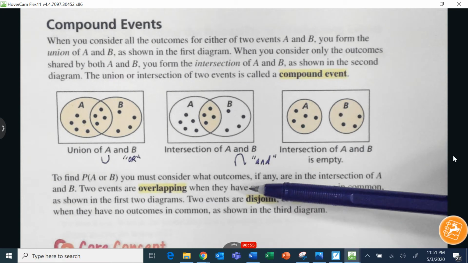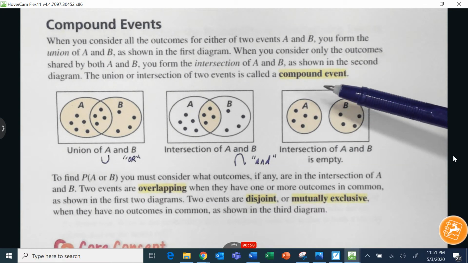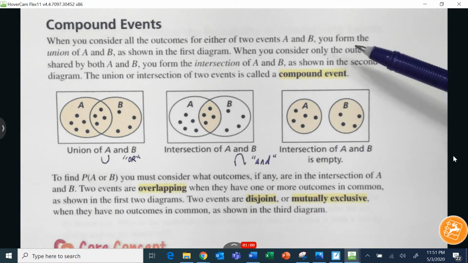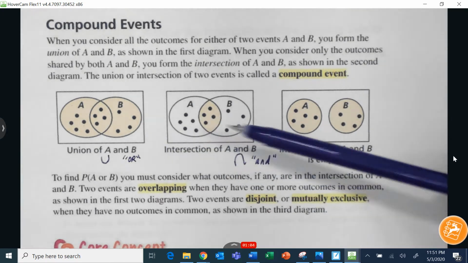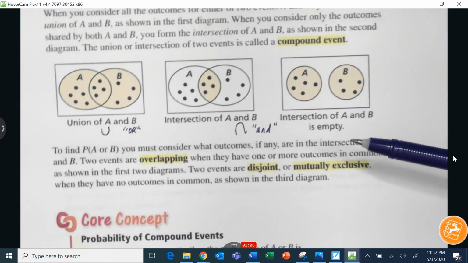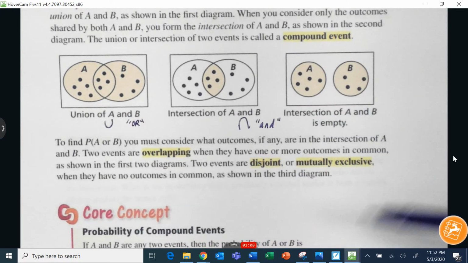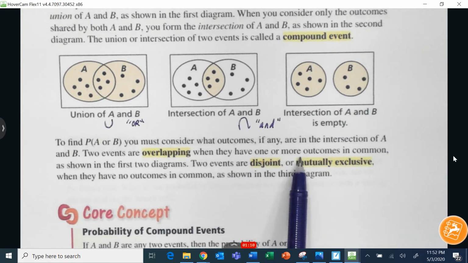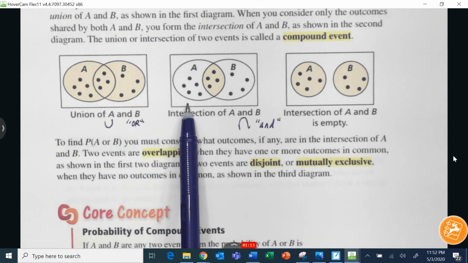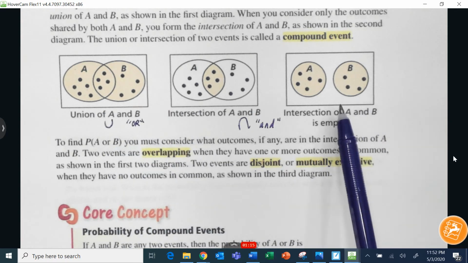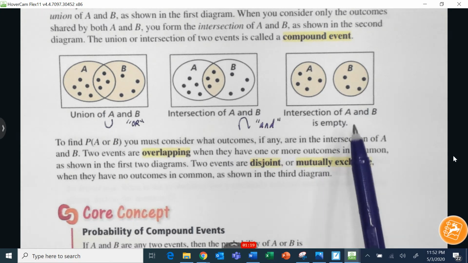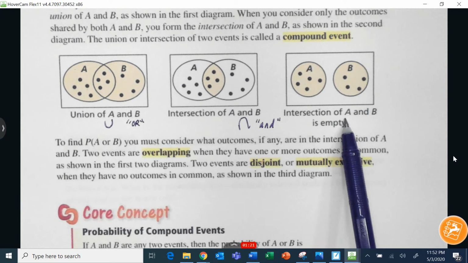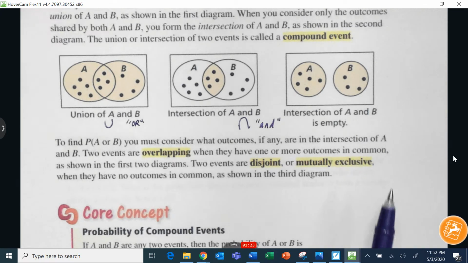So you can see some vocabulary that is highlighted. The union or intersection of two events is called a compound event. So this would be having more than one event happen. And then the two events are overlapping when they have one or more outcomes in common, like these two events right here. And then the two events are disjoint, or also called mutually exclusive, if we have the third situation where they have no outcomes in common.